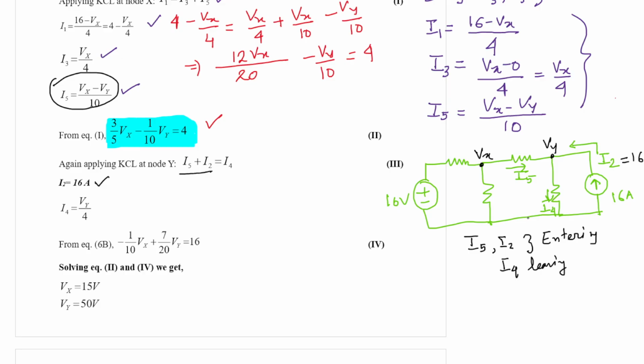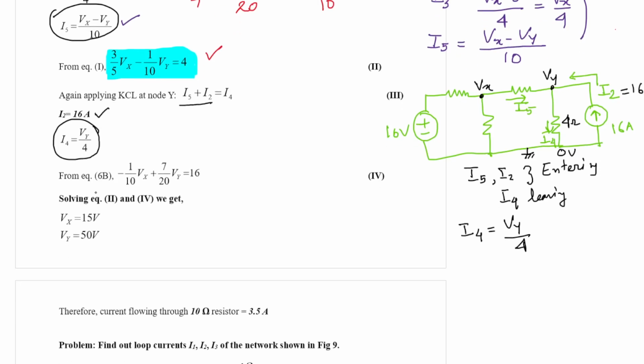Now what is I4? As mentioned, this node is at zero potential. So I4 is nothing but Vy by 4 ohm, because this resistance is 4 ohm. So I4 is Vy by 4. From equation 3, if you use this, you will get equation number 4, which is minus 1 by 10 Vx plus 7 by 20 Vy is equal to 16.